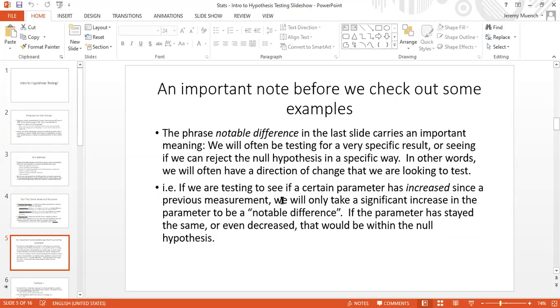So if I really want to see if a population parameter has increased since a previous measurement, or if I want to see if my school scores higher on the SAT, and I don't care if it's lower, then I really only would call a notable difference one where there's an increase. It staying the same or even decreasing is not notable to me.